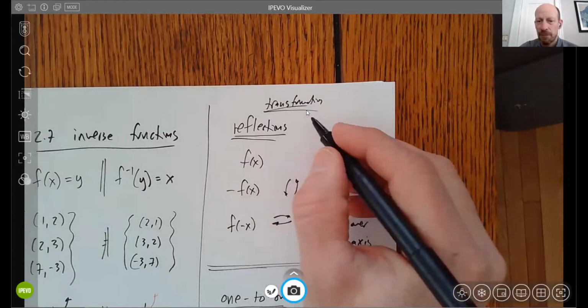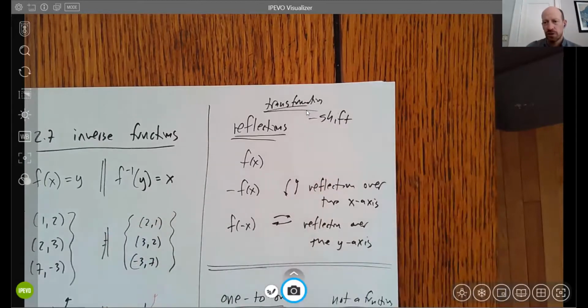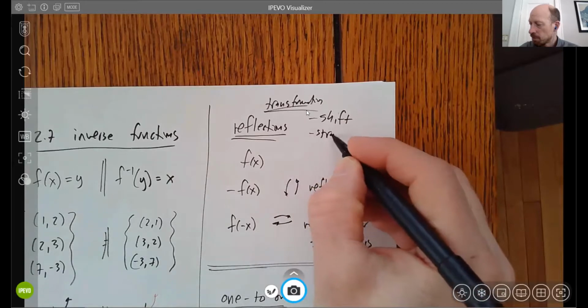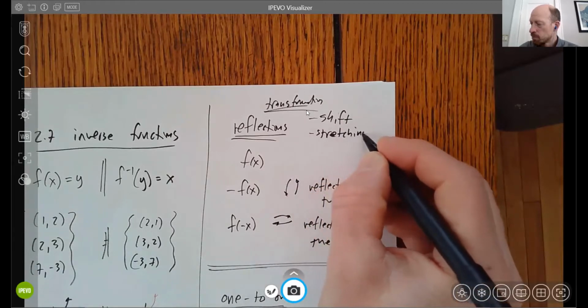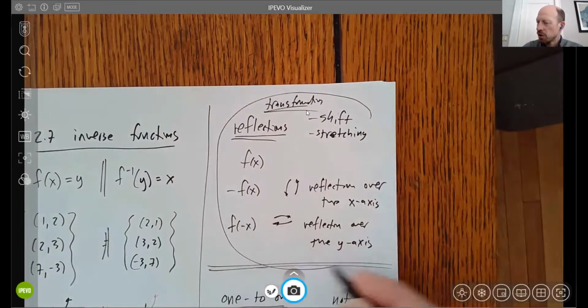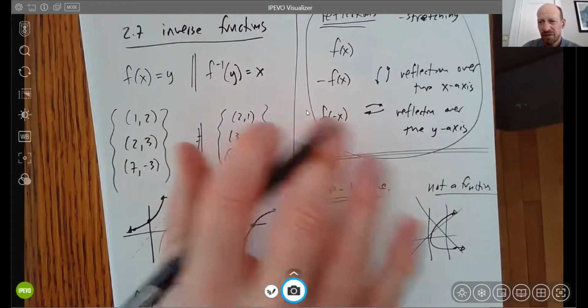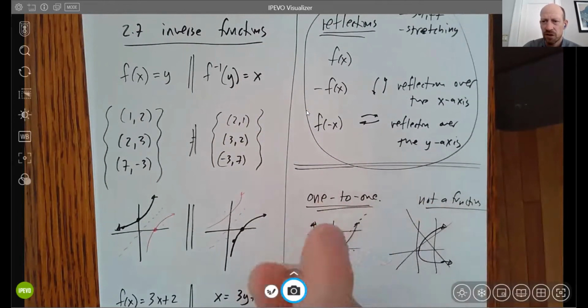So reflections are a type of transformation along with a shift. A shift is where the graph starts here and you move it left or right or up or down or flip it. And so those are all types of transformations. You can also do some stretching. You take a graph and you stretch it out one way or the other. So those are all transformations. Inverses are really a different idea. I mean, there's some similarities, but it's looking at something different.